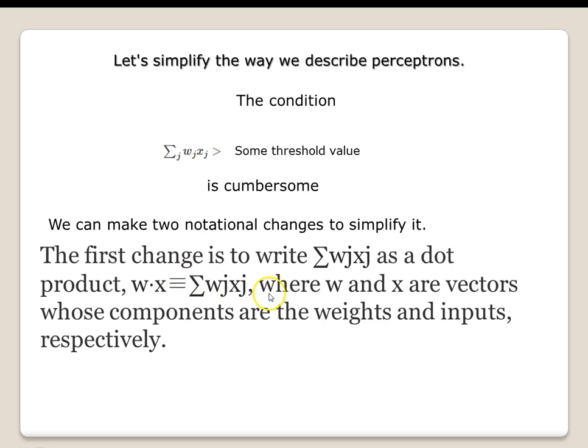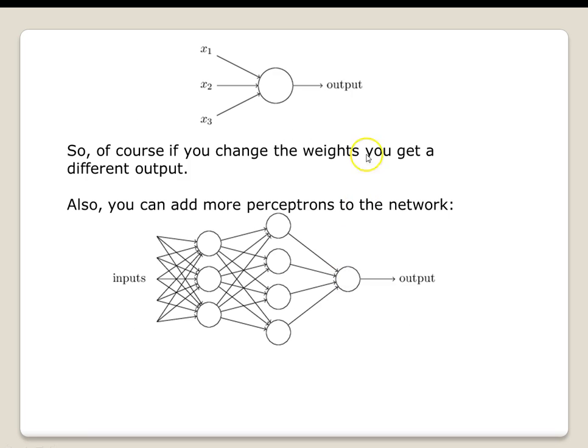not just a notation. Where w and x are vectors whose components are the weights and inputs respectively. So let's be clear: what is w here? This is a vector of the weights. I gave you a sample of weights earlier. What were the sample weights I told you? 2, 3, 4, I'm sorry, 3, 4, 5. So w1 would be 3, w2 would be 4, and w3 would be 5. So it would be 3, 4, 5, and that would be the vector w.